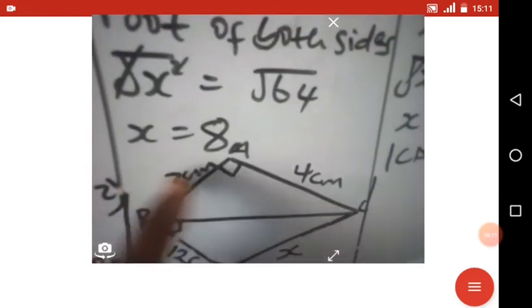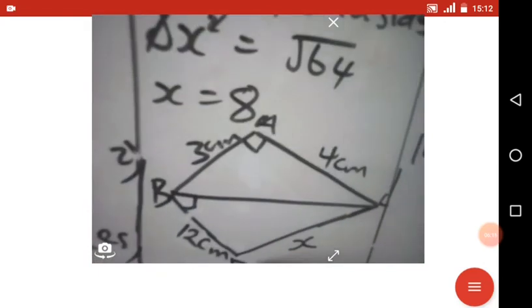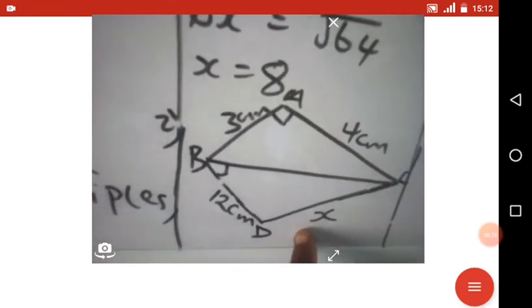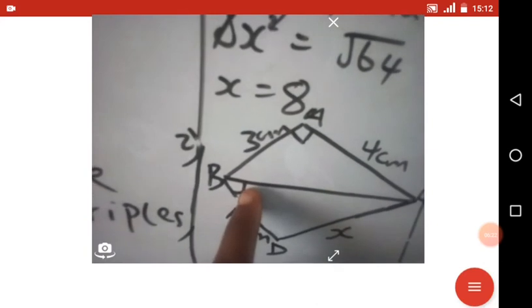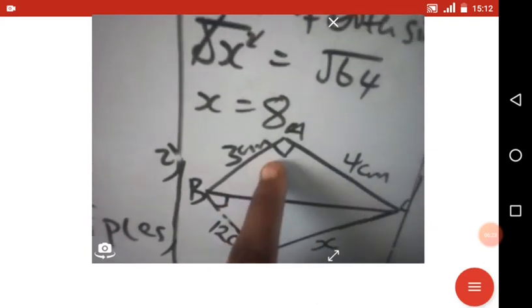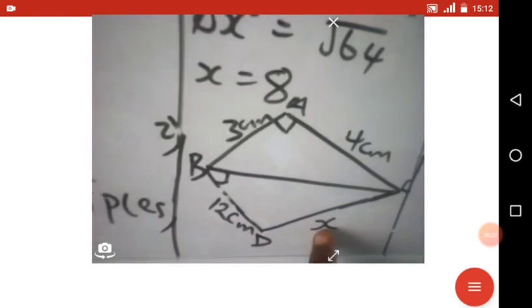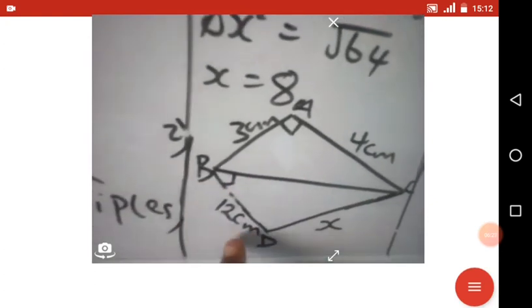3 centimeters here, 4 centimeters here, x here, 12 centimeters here. We have to find x. If you look at this very well, we have two right angle triangles. This is a right angle triangle. This is another right angle triangle. Now, in this right angle triangle, we only have two sides, x and 12. In this right angle triangle, we only have x and 12.